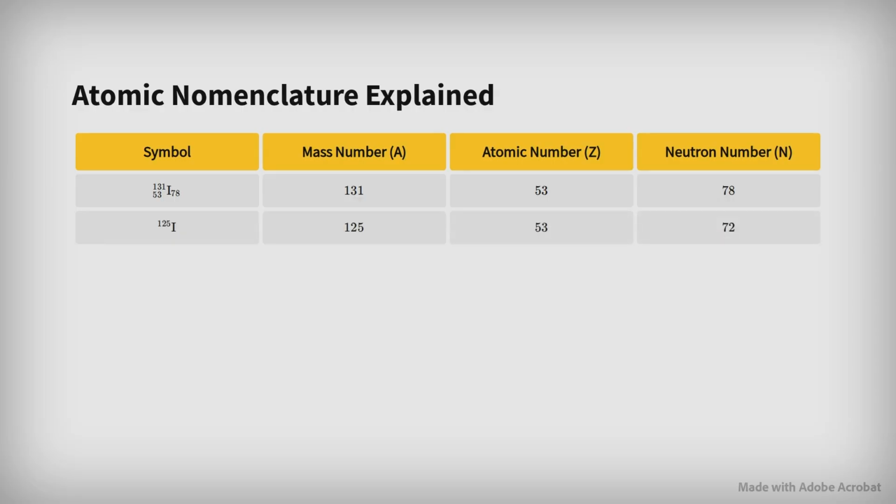The isotope iodine-125 has a mass number of 125, atomic number 53, and neutron number 72. The isotope iodine-127 has a mass number of 127, atomic number 53, and neutron number 74.